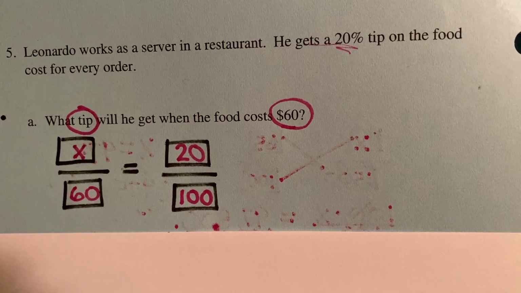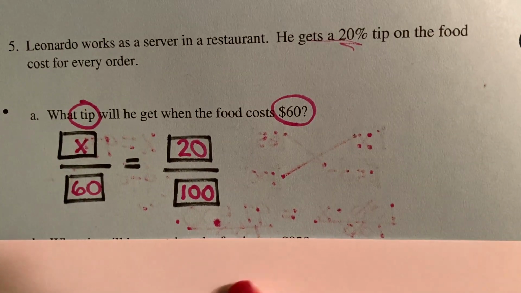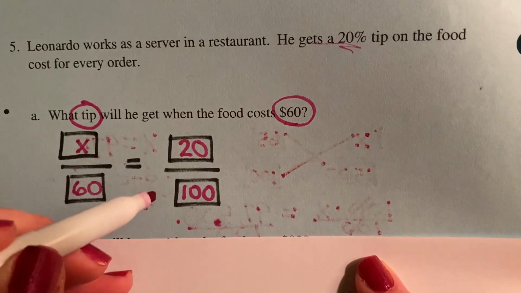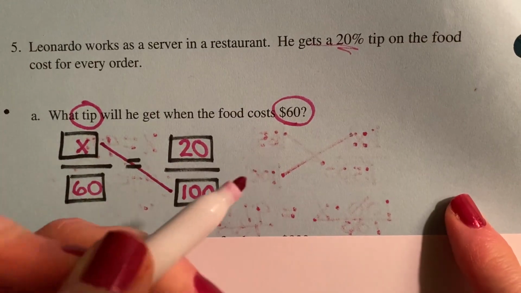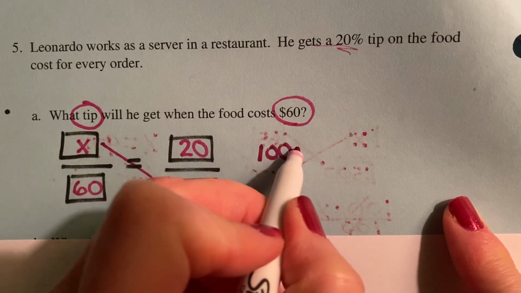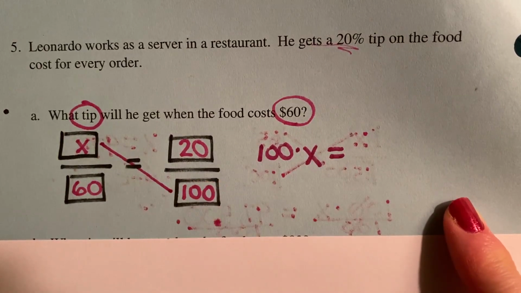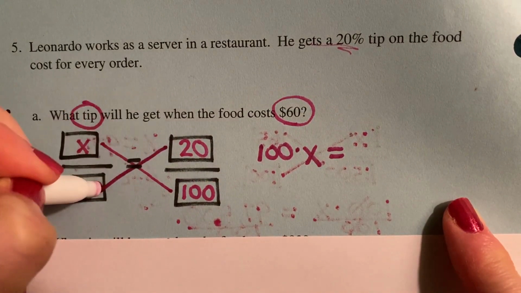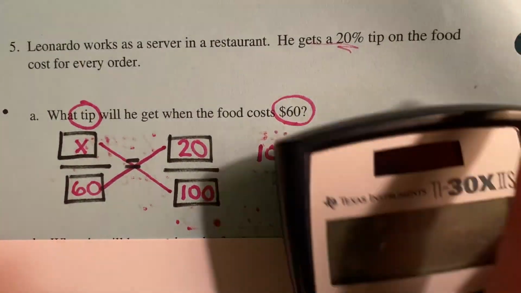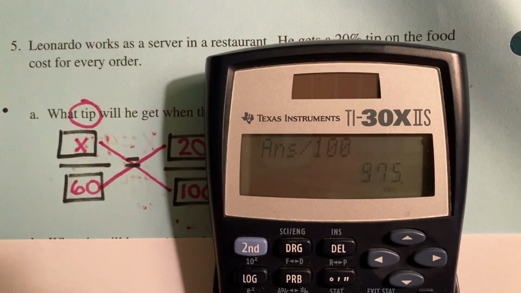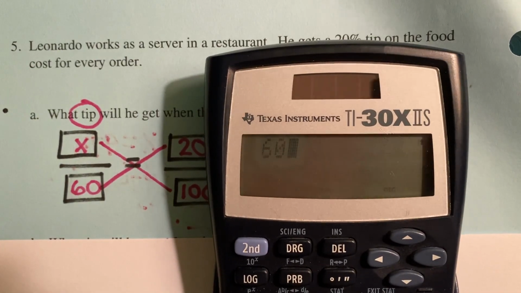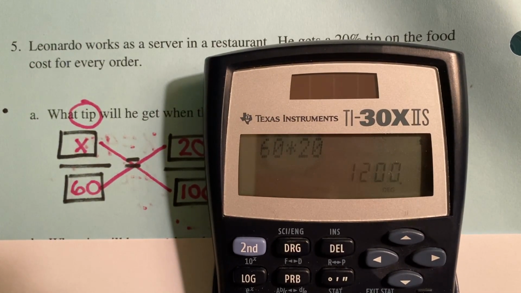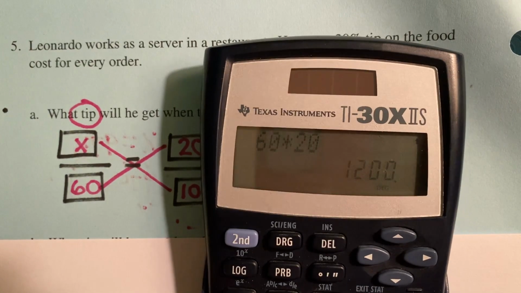Now we're ready to cross multiply. So I'm going to bring this over here. 100 times x equals. Now we'll take 60 times 20. You probably know that in your head, but you can also grab your calculator, clear that off. Take 60 times 20, which is 1,200.